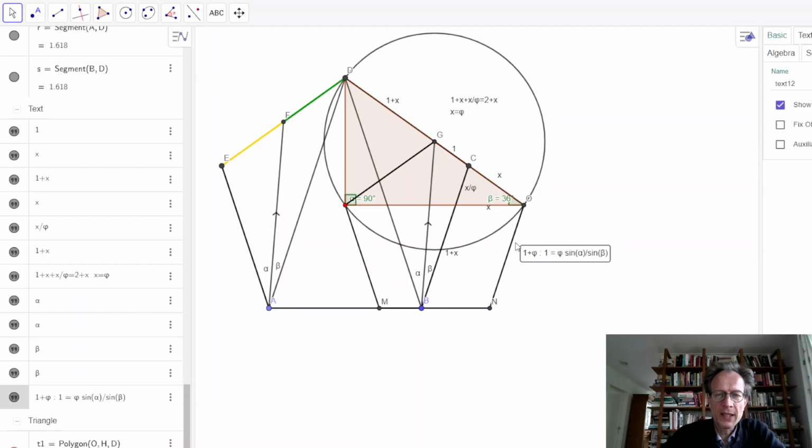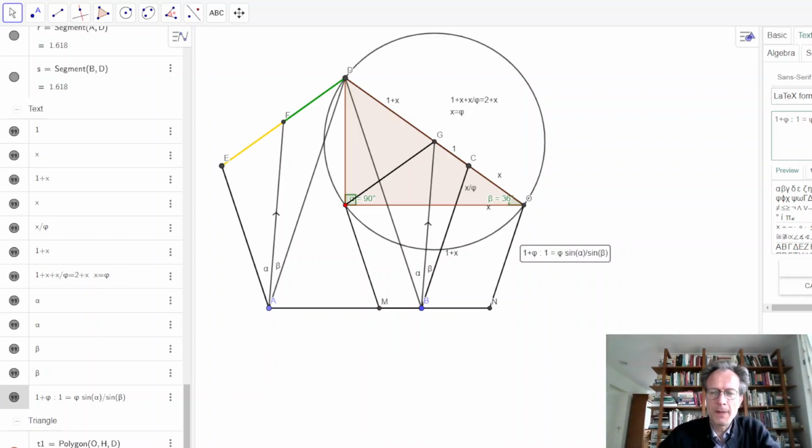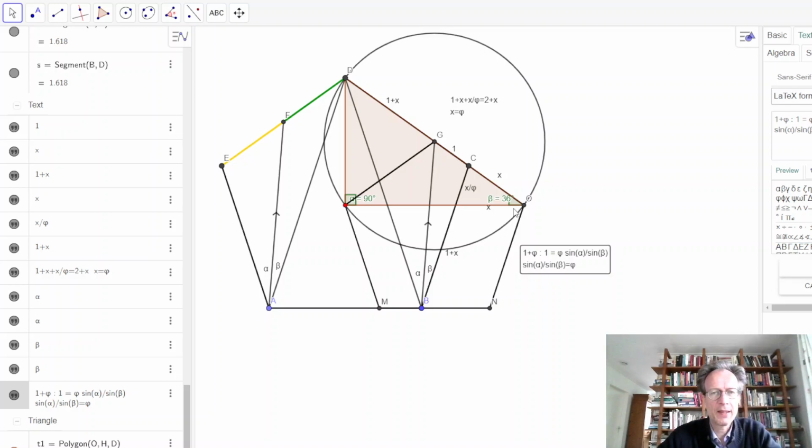Well, you can easily see that 1 plus phi is equal to phi squared. That's very well known. So on the left side we have phi squared. So you can easily cancel out one of the phi's. So what we found is that the proportion of the angles, so sine alpha divided by sine beta, is equal to phi. Exactly. Yeah, that comes out of this equation.